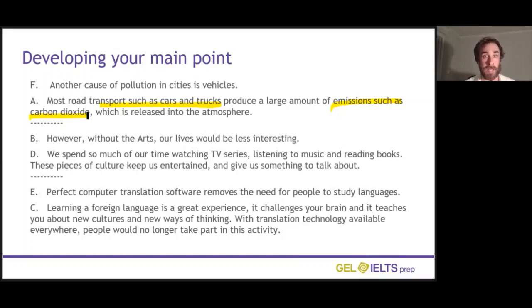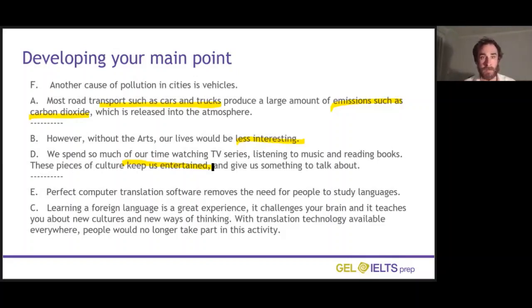Let's look at B and D. B, however, without the arts, our lives would be less interesting. So the student is saying that arts are necessary for our lives to be interesting. Without them, our lives would be less interesting. In D, they explain how arts and culture make our lives more interesting. They keep us entertained. So they're explaining how the opposite has this effect, and therefore the topic sentence would make our lives less interesting if we didn't have these things.